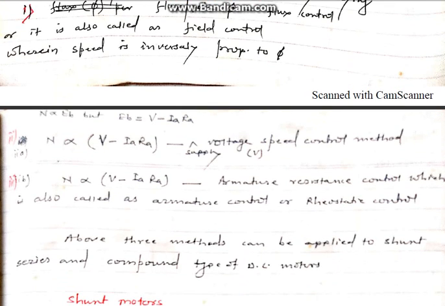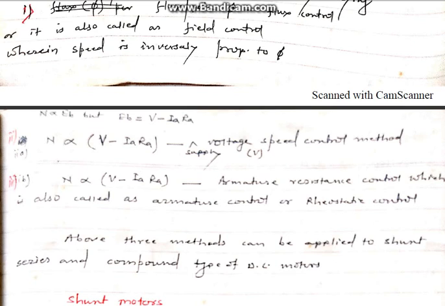The second method: speed is directly proportional to V. So speed is directly proportional to V minus IA RA, where V is the supply voltage. If you vary the supply voltage supplied to the armature of the DC motor, that increases the factor V minus IA RA, and that increases the speed. In this fashion you can change the speed by varying the supply voltage, and this is called the supply voltage speed control method.